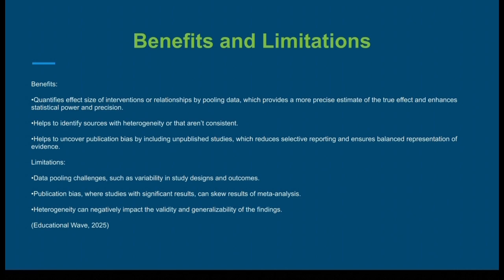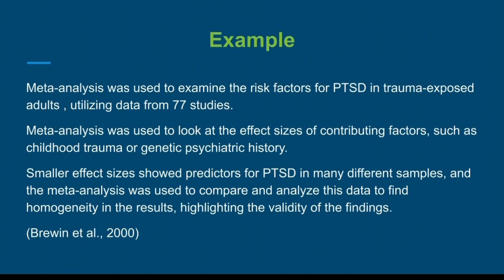However, like I said, meta-analysis does also have limitations, which includes challenges in data pooling, such as differences in the types of studies or the outcomes of the studies, the existence of heterogeneity, which does tend to make the results of meta-analysis less valid or less generalizable, and of course, publication bias and select reporting, which means that usually only studies that have more significant results get published, which in turn could skew the results of the meta-analysis, which makes them less valid.